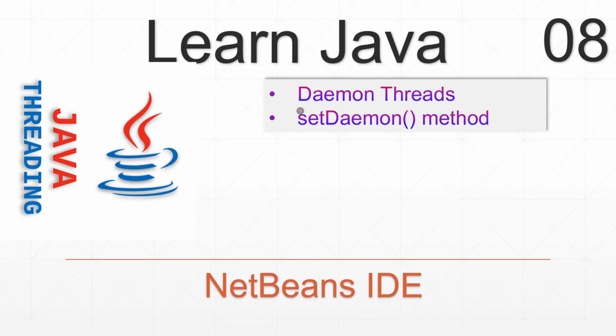Hello friends, welcome to Java threading tutorial. In this video, we will learn about daemon thread and we will see how to set a specific thread as a daemon thread by using a simple method called setDaemon.